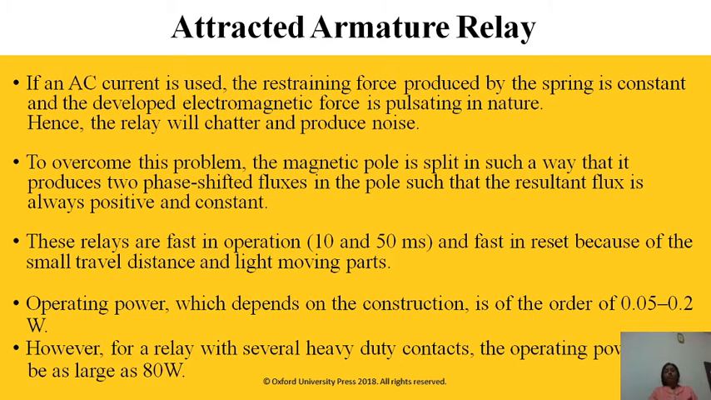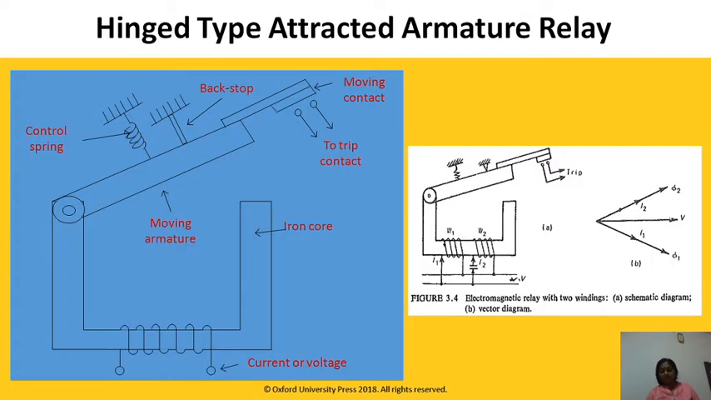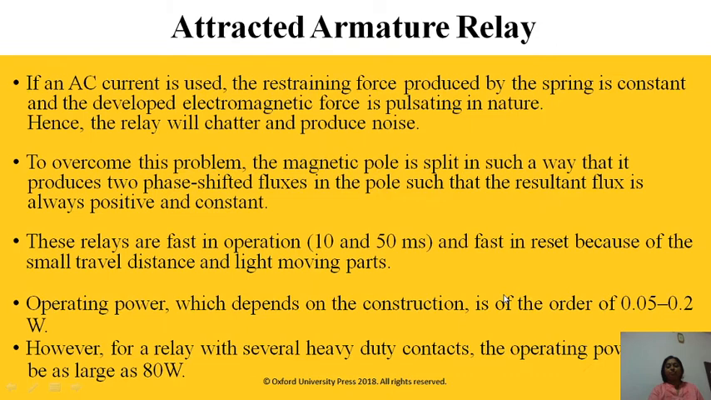To overcome this problem, the magnetic pole is split in such a way that it produces two phase-shifted fluxes in the pole, such that the resultant flux is always positive and constant. Here we have two coils, so we get two fluxes, and because of these two fluxes the resultant flux is always positive.